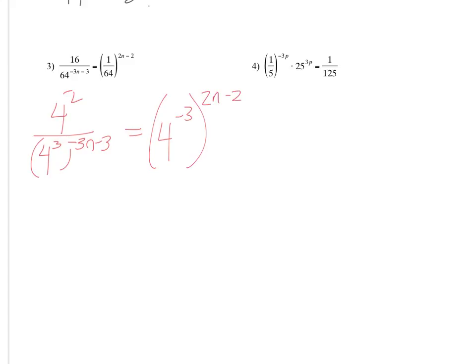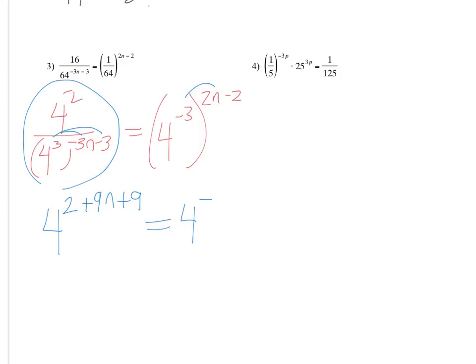Okay? I can also do some exponent rules here. So it'd be 4 to the 2 minus 3 times minus 3 is negative 9, so that's plus 9. And 3 times negative 3 is negative 9, so it's minus negative 9 is plus 9. And on the right side, we're going to have 4, negative 3 times 2 is negative 6n, and negative 3 times negative 2 is plus 6.